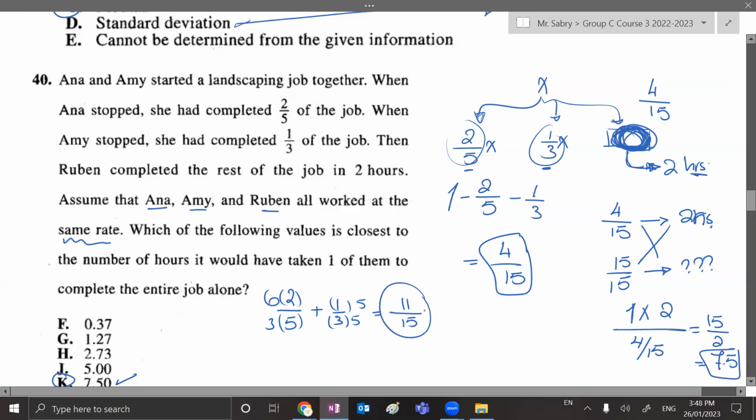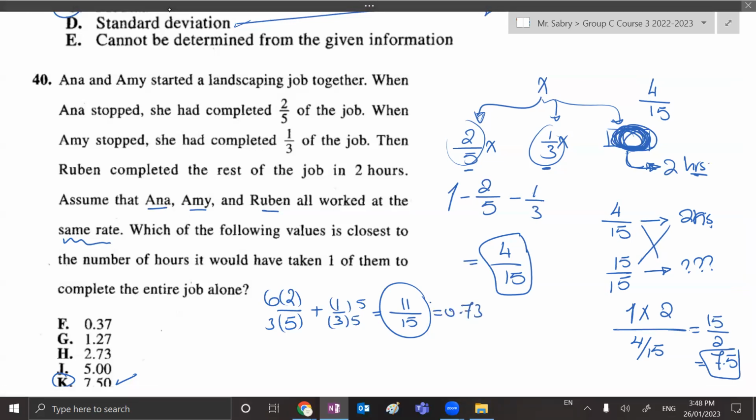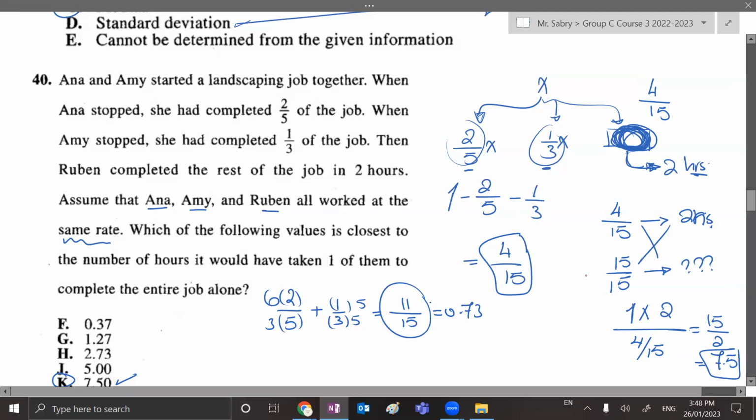So 11/15. If you did what you were trying to do, which would be 0.73, then this is not the one that I want. I need the remaining, which would be 1 minus 0.73, which would be 0.27, which is equivalent to this part here, which then you would cross multiply with the 2, and you'll get 7.5.